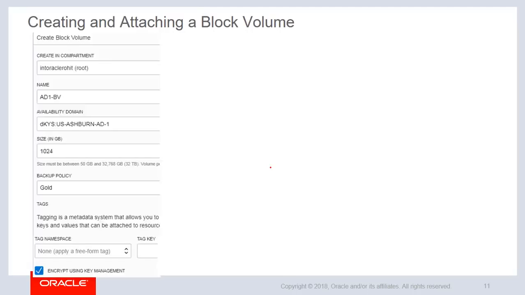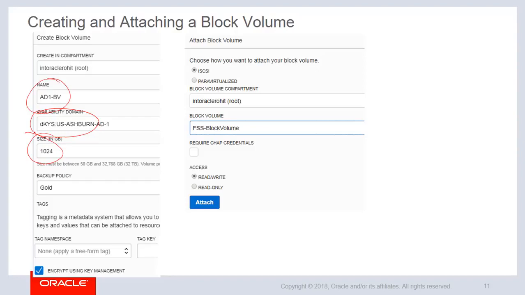So how do you create and attach a block volume? It's a pretty straightforward process. We'll go and look into this in the demo. You specify the name, you specify your AD in your data center where it lives, and you specify the size, and you have a bunch of other options you specify, and you create a block volume. Once you create a block volume, you have to attach it to the compute instances so that you can start using them in your applications and you can start storing your data there.